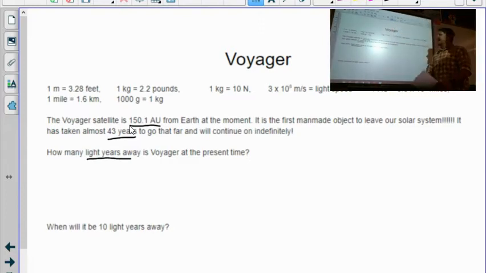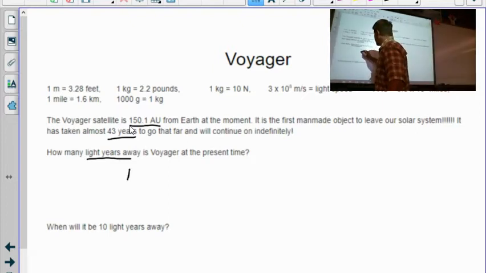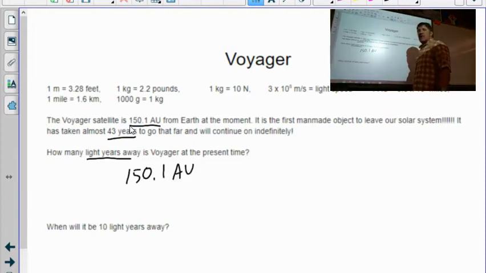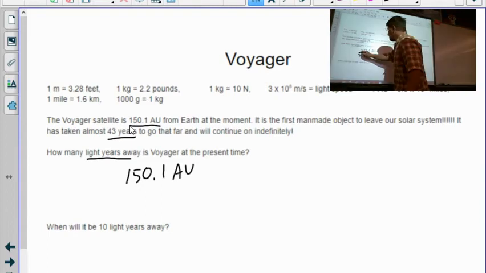So you'd have to know what a light year is. A light year is the distance that light will travel in 1 year. Light travels very, very quickly, at 300 million meters per second. So to do this, we're going to start off with our 150.1 AUs. That's how far away it is, okay?